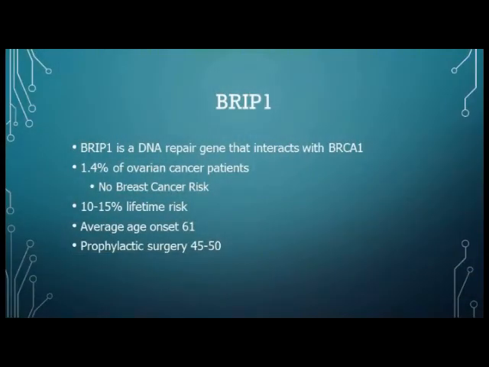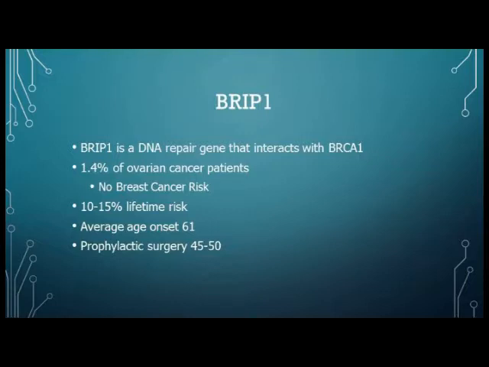So now some of the less common genes, some of the genes we're still learning a lot about. BRIP1 is a DNA repair gene, interacts very closely with BRCA. It's found in about 1.4% of ovarian cancer patients. BRIP1 is not shown at this point to really have a breast cancer risk. A lot of people think that every gene that shows up as mutated is breast and ovarian just because BRCA is so ingrained in us. And that's not the case with these rarer ones. There's lots of genes that are just one or the other that we know about now. Lifetime risk for these patients of ovarian cancer is 10 to 15%.